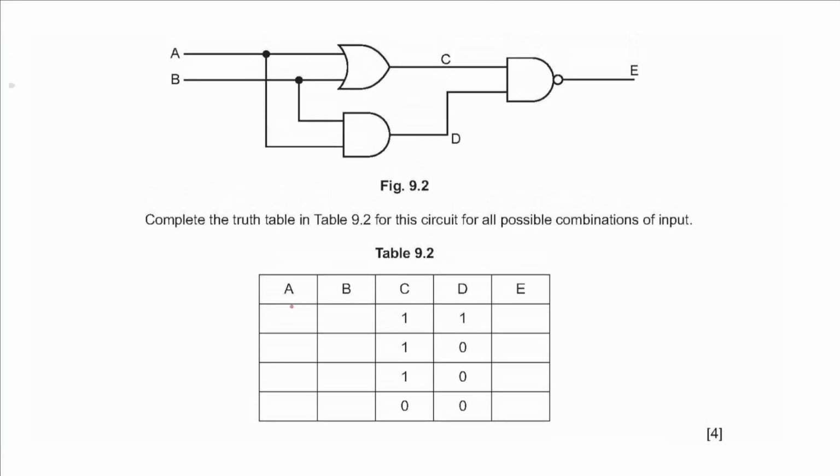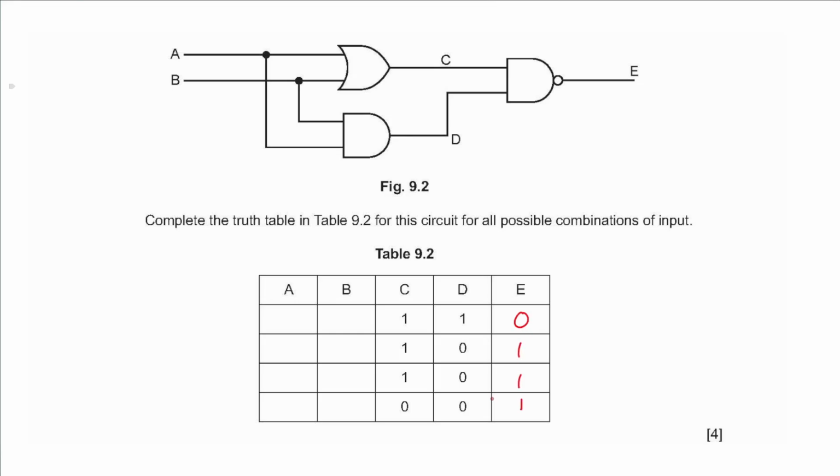First we go through the output E from the NAND gate. It is the opposite of an AND gate, and an AND gate gives only 1 as an output if both inputs are 1. So the NAND gate would give output 0. So for 1 and 1, there should be 0, and the rest will be 1.